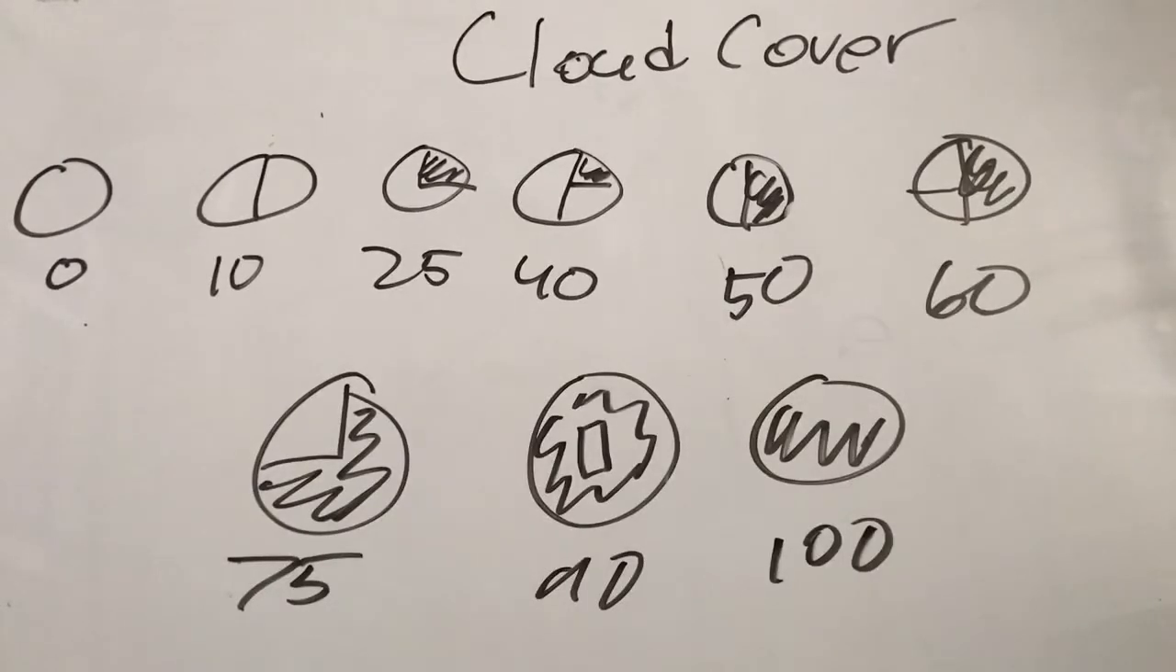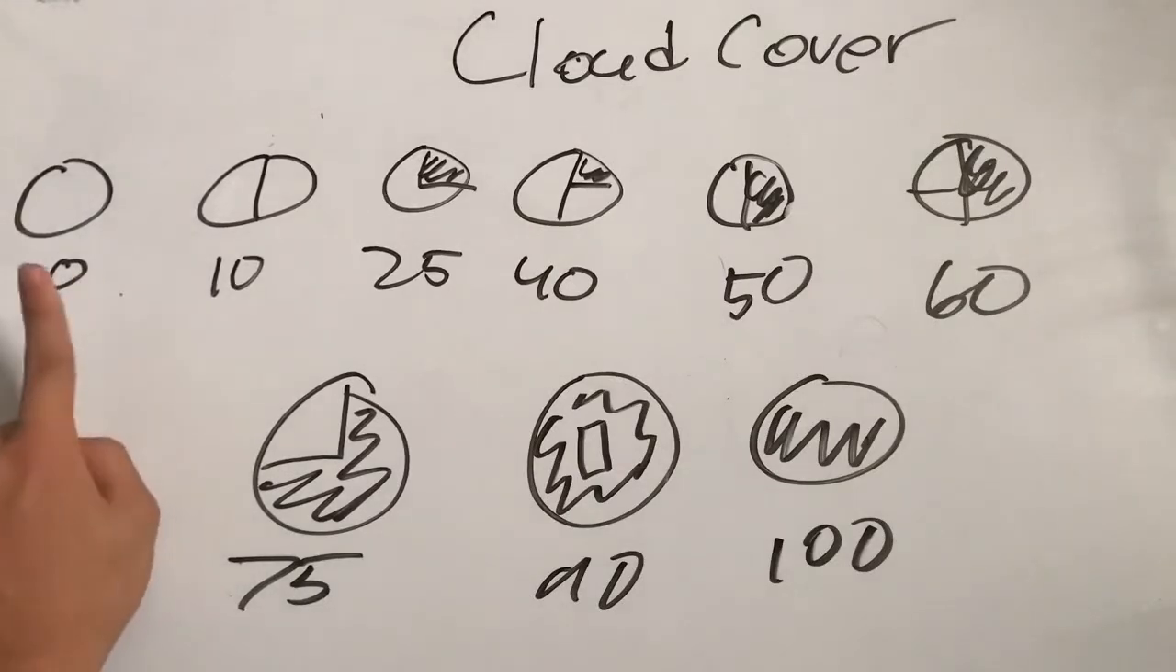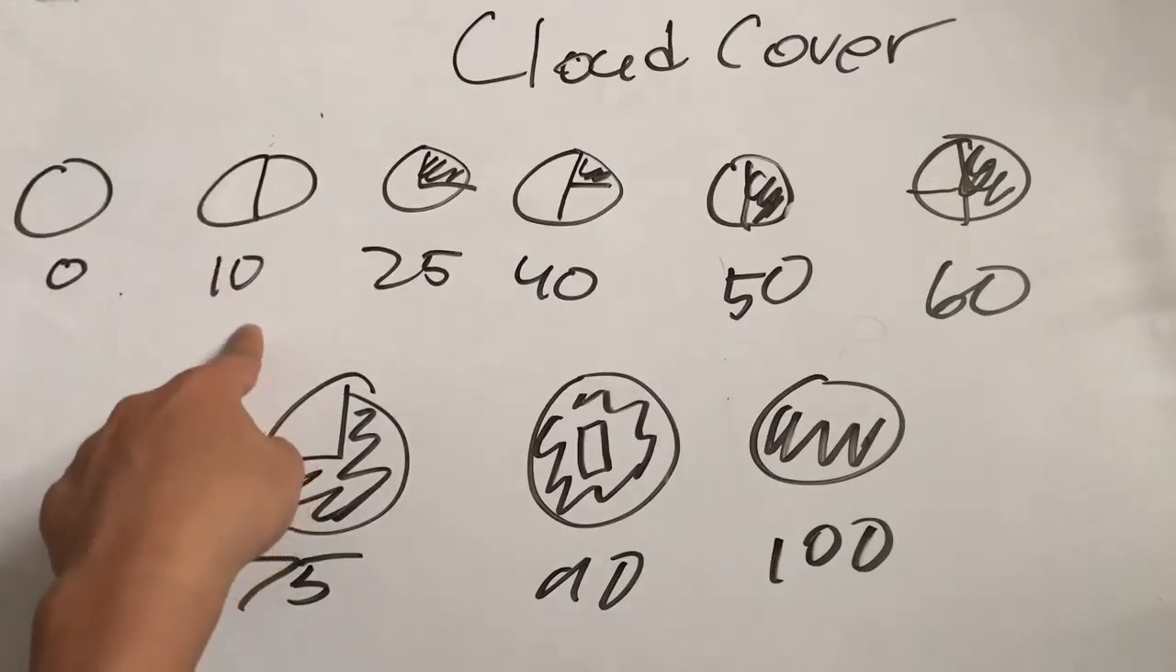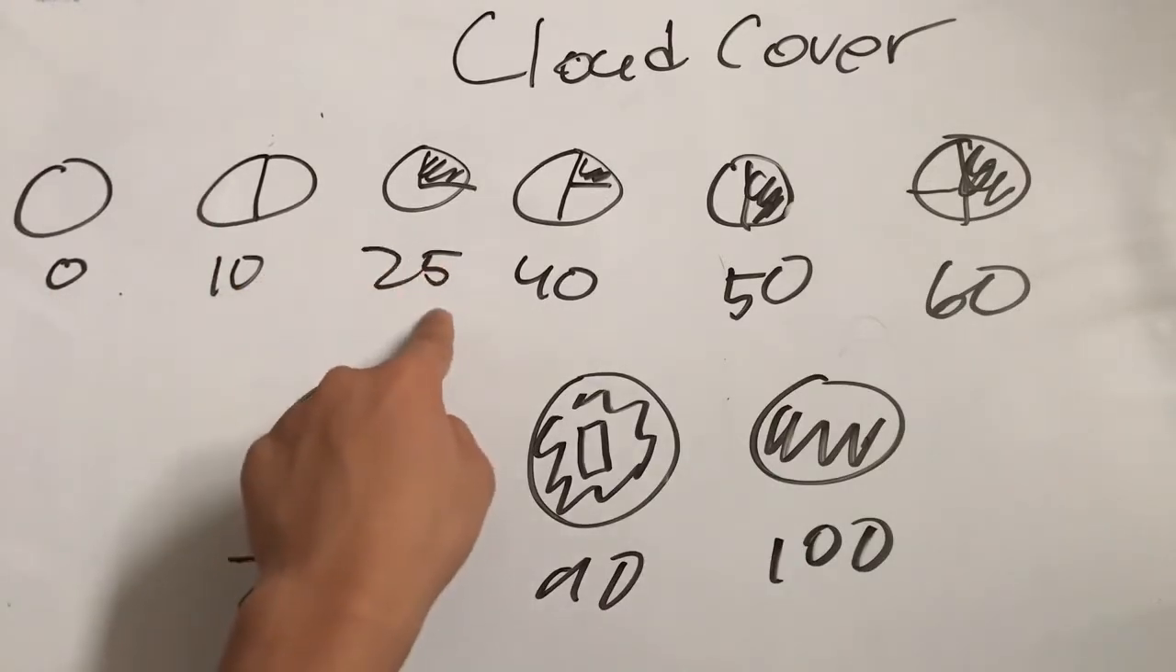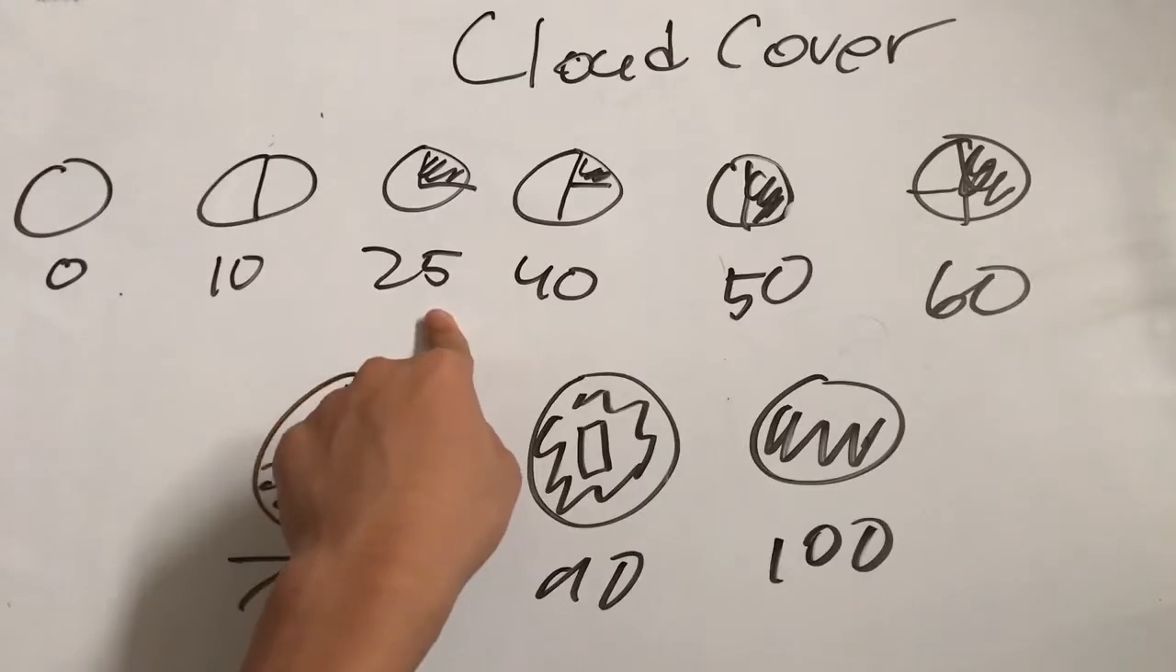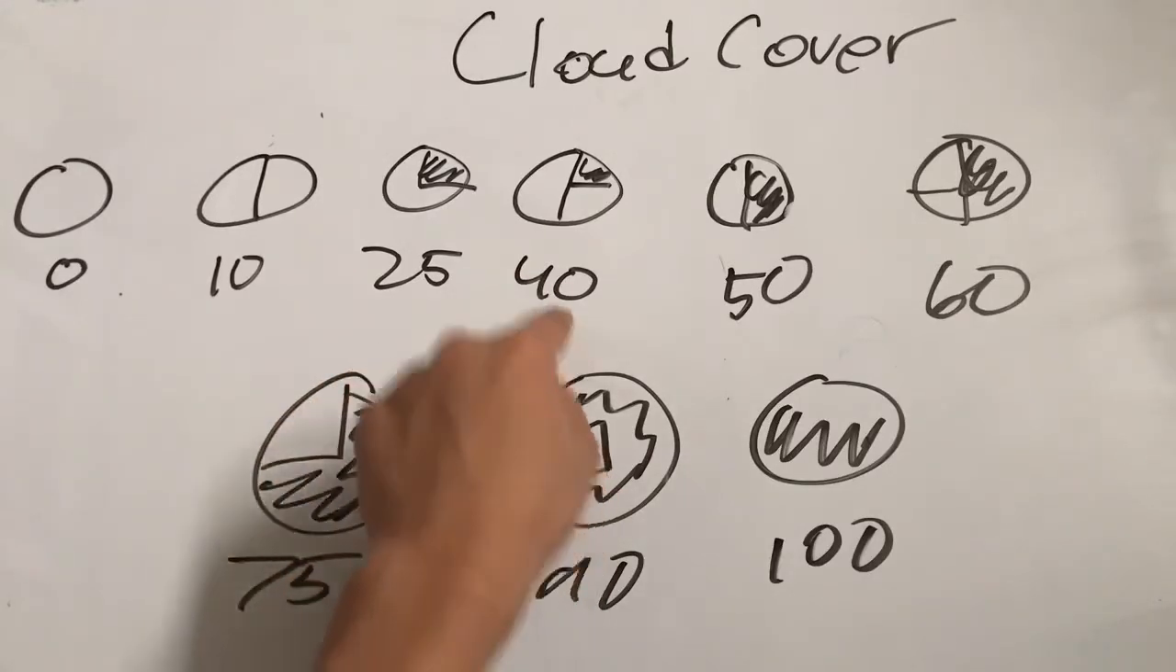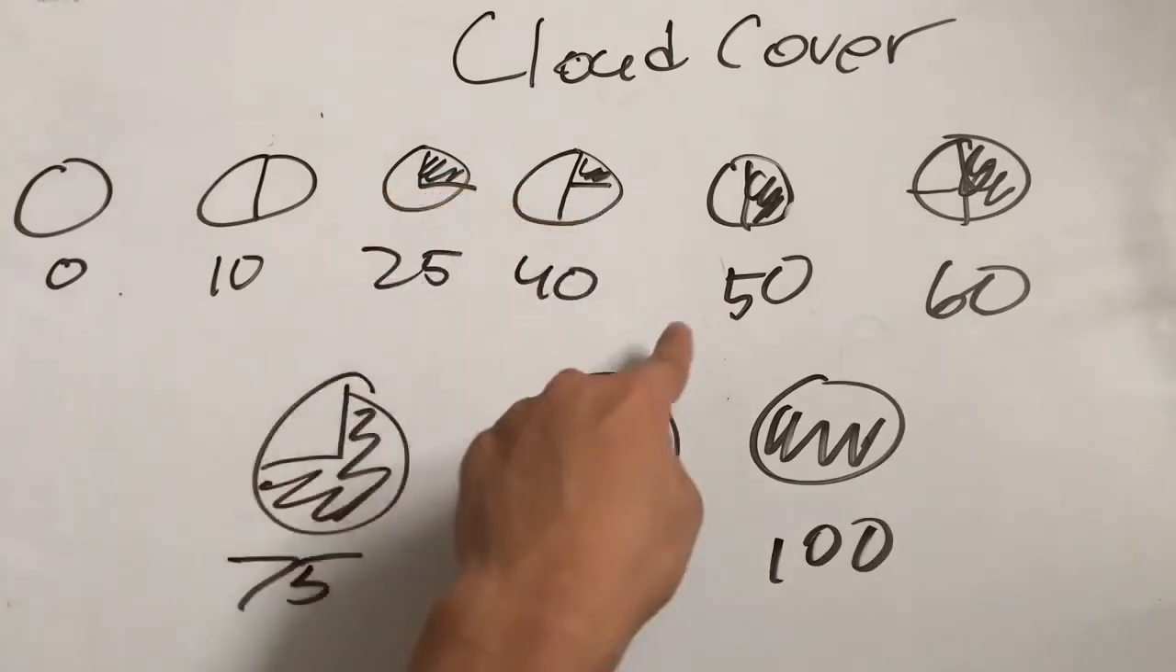Up next is cloud cover, which tells you about what percent of the sky is covered with clouds. This goes in the center of your station model, and it is represented by this key of circles. So if it's clear skies, no clouds, then you would write an empty circle, which represents 0%. If it was like 10%, just a line down the middle would be sufficient. 25%, you would shade in a quarter of the circle. 40%, it would be a quarter and a straight line.